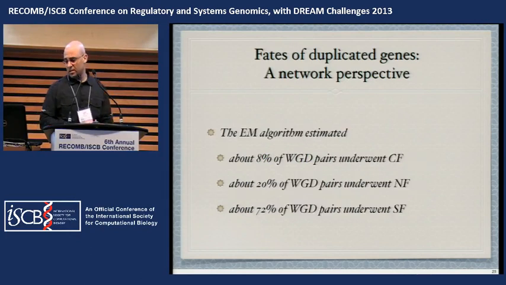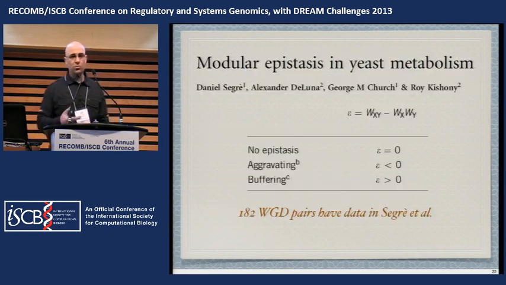We find that about 8% of the WGD pairs underwent conserved functionalization, about 20% underwent neofunctionalization, and the majority of the genes actually underwent subfunctionalization. We wanted to test if these results make sense.